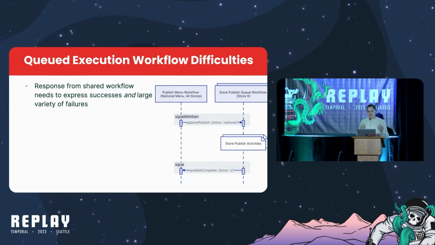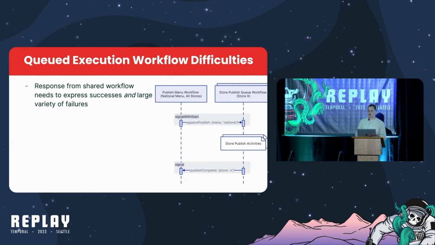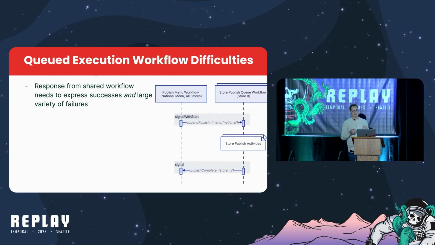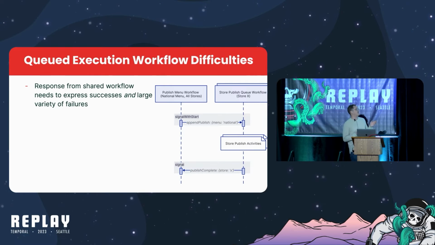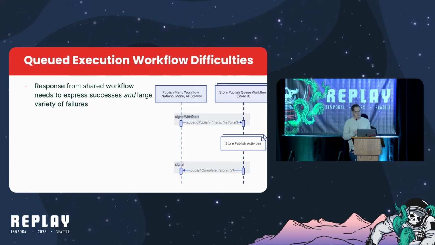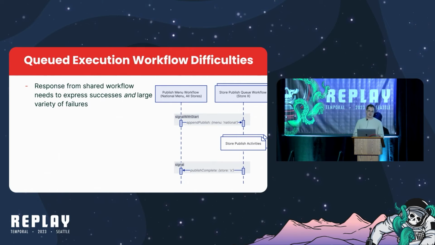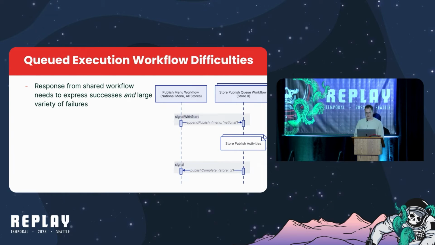So that signal no longer has the Temporal benefit of only worrying about our happy path. We're now having to encode all of the different failure states that could occur in that queue into the signal and then aggregate them in the parent. And the handling around that meant we were losing some of that benefit of Temporal of only thinking about the happy path as much as possible.